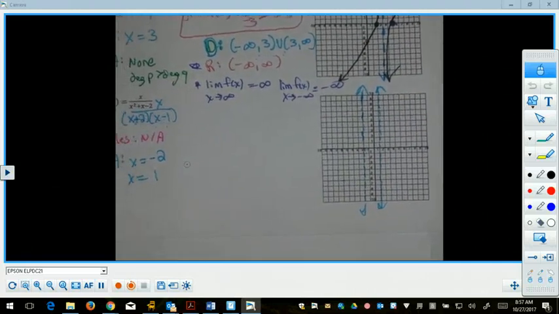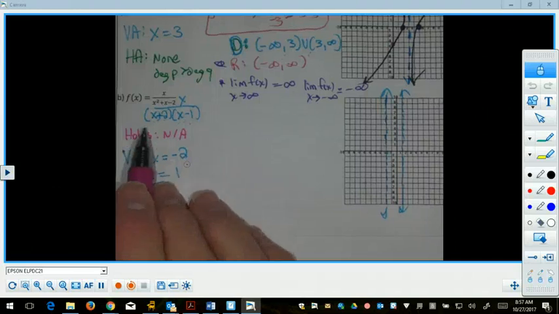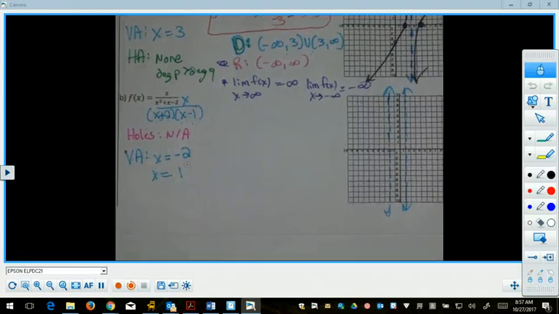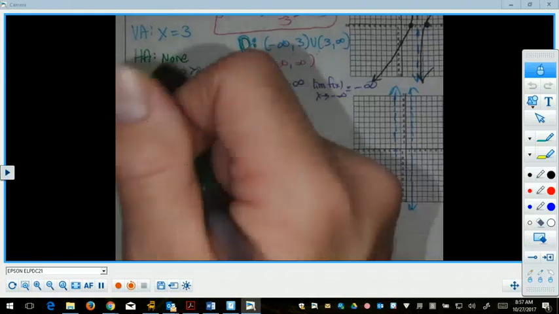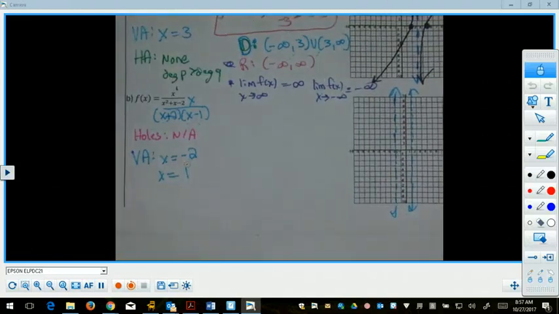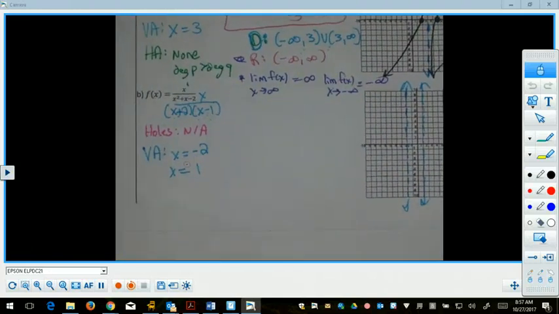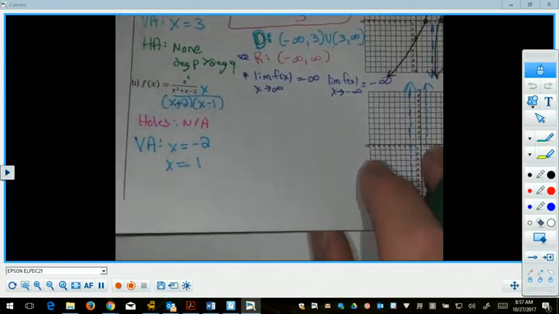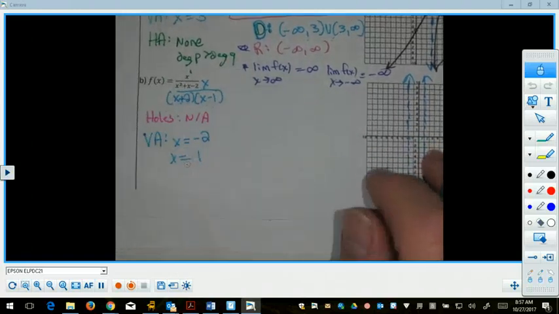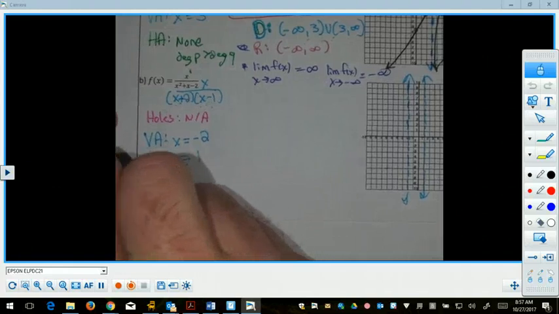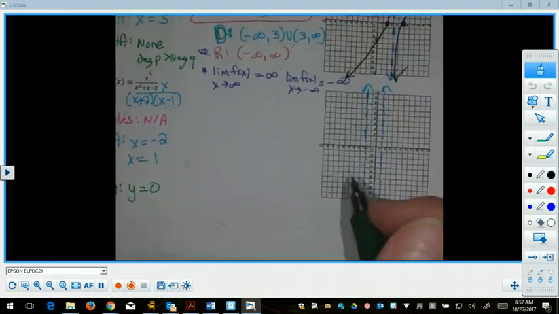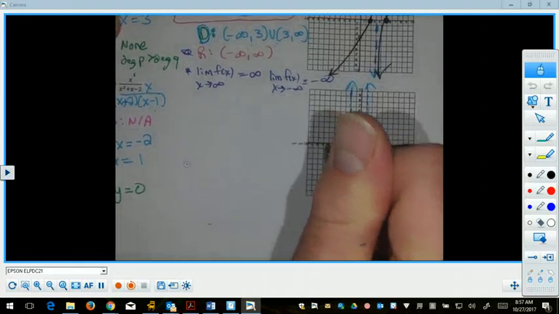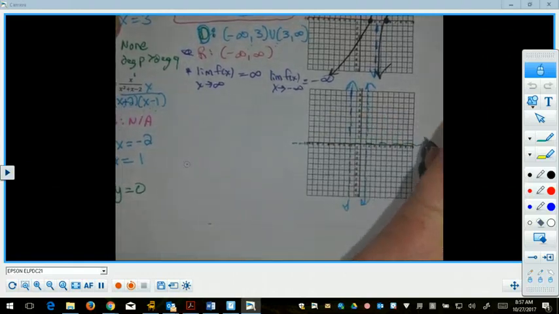We have to look to see if there are horizontal asymptotes. In this case, the denominator has a degree higher than the degree, which is 1, of the numerator. And so that means that the horizontal asymptote is going to be 0. So at y equals 0, I'm going to do a dashed line.